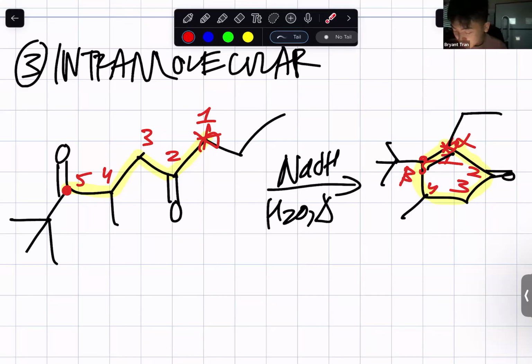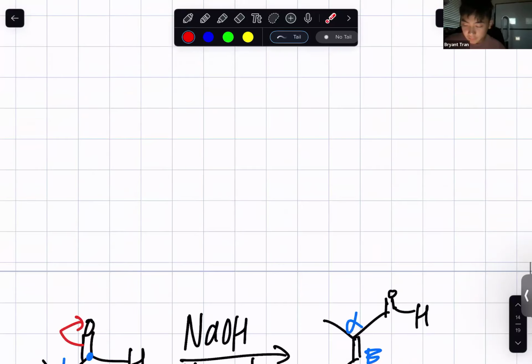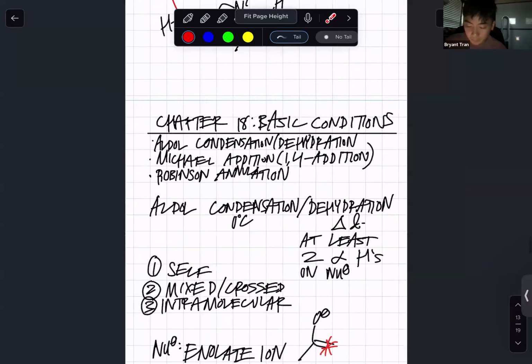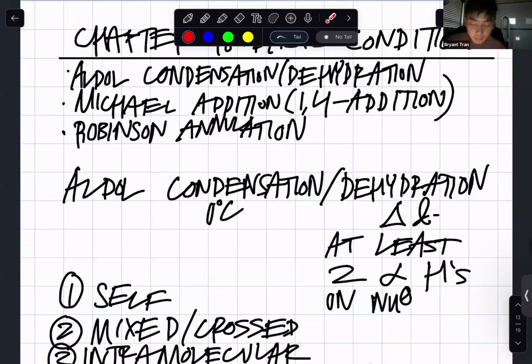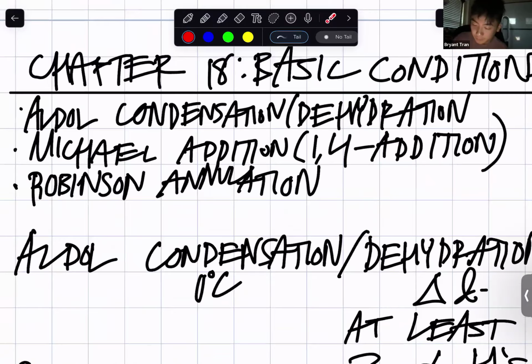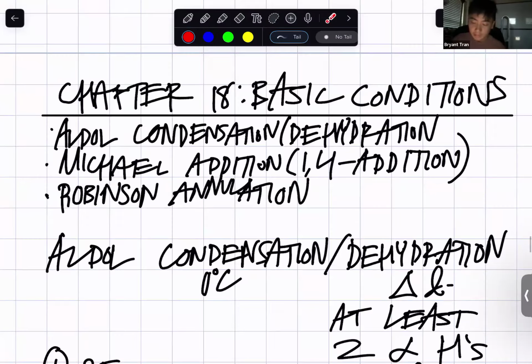Now, on our second session, we'll go over the rest of chapter 17, 18 reactions, right? Actually, we'll go over Michael addition and Robinson annulation to finish up the big three reactions for chapter 18. And then we'll do some synthesis problems from cumulative chapters, like midterm 1, 2, and 3, alkene, alkyne, benzene reaction synthesis as well. But I want to finish the big three for chapter 18. We're done with aldol condensation and dehydration already.